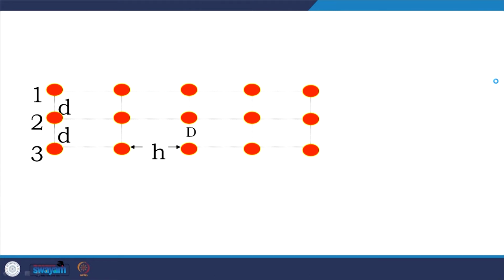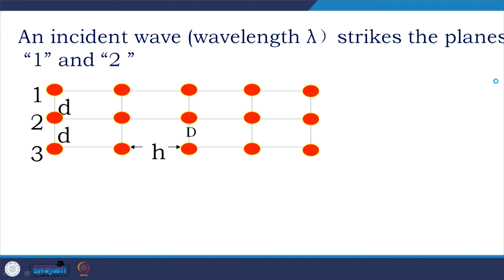If, instead of a crystal which makes the thing complex, you consider incident planes, an incident wave with a certain wavelength strikes planes 1 and 2. So, it strikes 1, it strikes 2. And as in a crystal, every plane is equidistant and the distance is d.